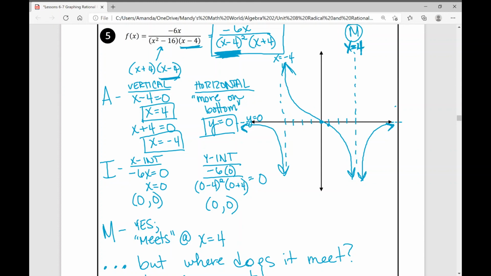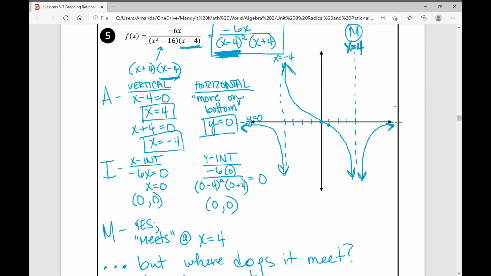So this is one of your more challenging problems right now. You can always plug in a point just to kind of see, well, where is it really at? Right here. What about this point? What about when x is negative 3? You could have plugged in negative 3 and you would have gotten a positive y value.